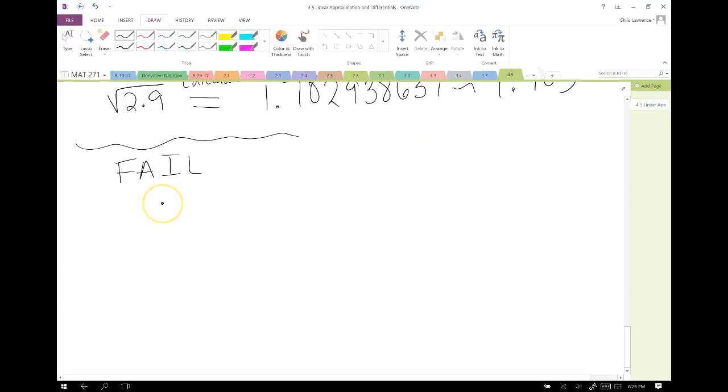So if we tried to use this data to figure out the square root of 31, that is so far away from 4. I don't think this is going to give us a good approximation at all. But technically, our formula says the linear approximation at 31 is going to be 1/4 times 31 plus 1.